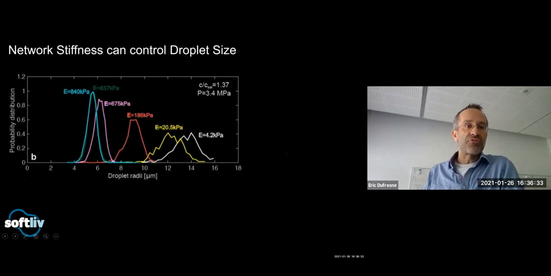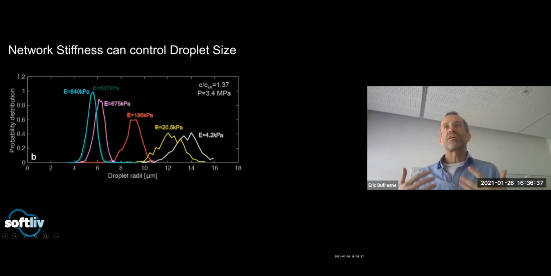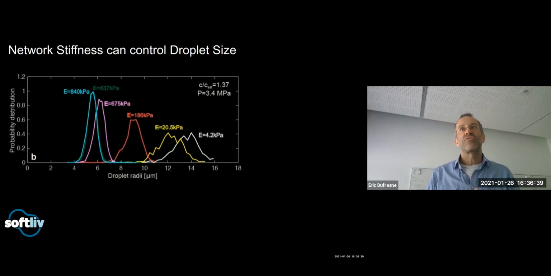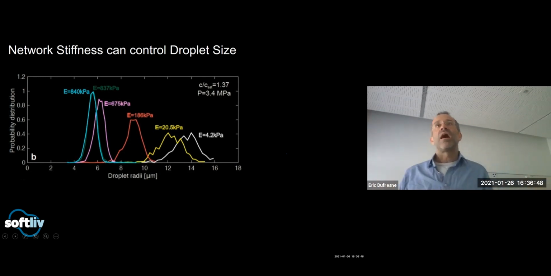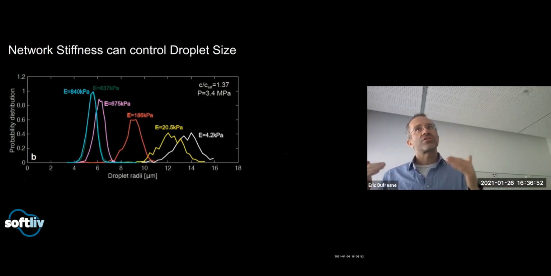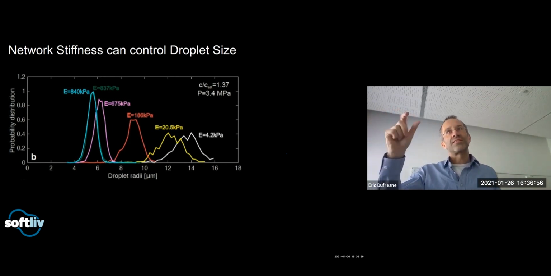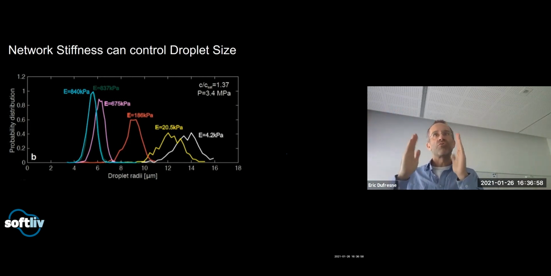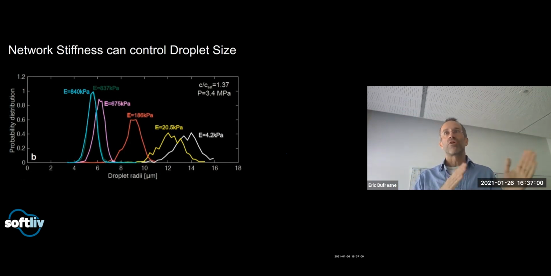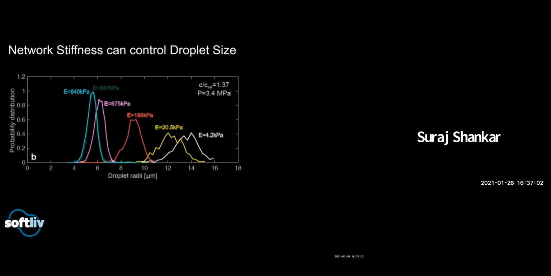So we have a few different curves here. The bright cyan curve corresponds to our stiffest network at 850 kilopascal, with a pretty tight size distribution around 5 microns. And as we make the system softer and softer, you can see that the droplets get bigger and bigger. The width of the distribution increases just a little bit as it expands, but as a percentage, the standard deviation of the distribution is roughly constant compared to the mean, even though the mean is shifting a lot.